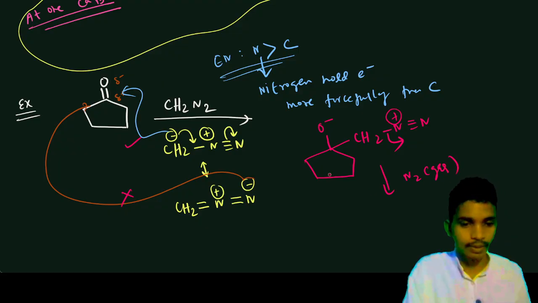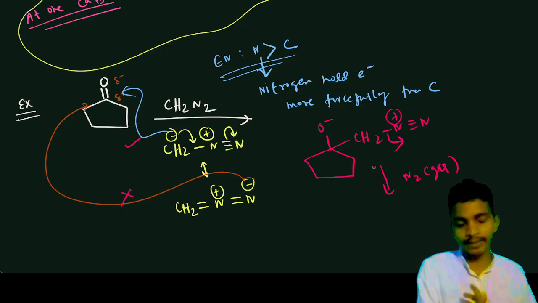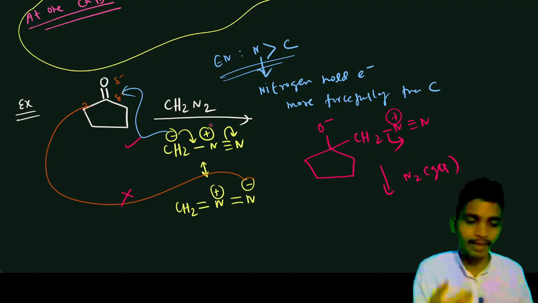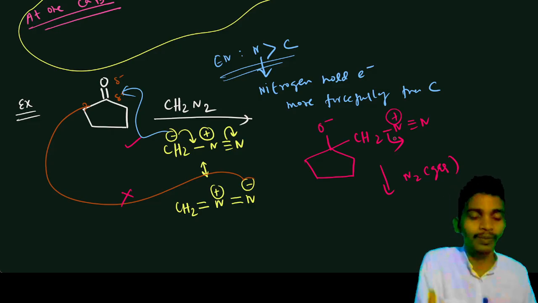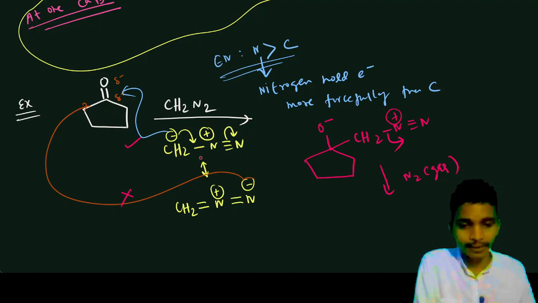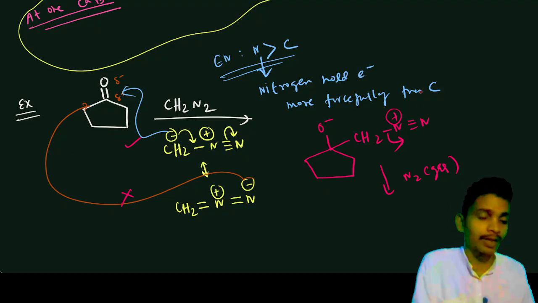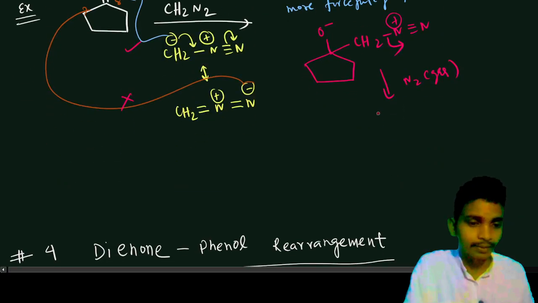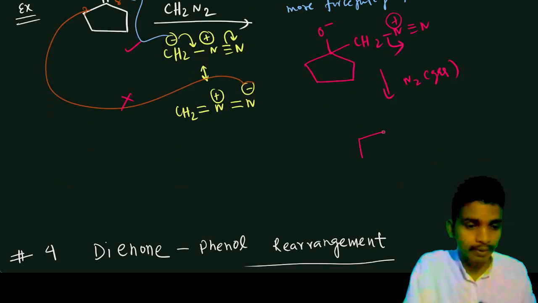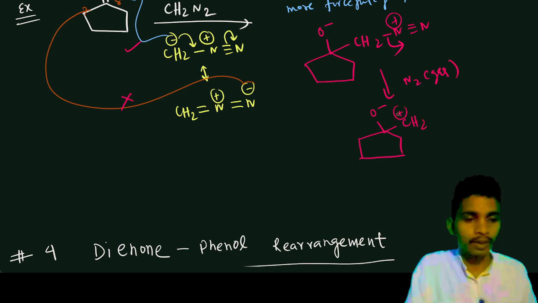N2 gas will be released. Okay, so this is the same thing as with HNO2 and NH2, they are also used to form nitrogen gas. Here also it is given like this, so nitrogen gas will be released. So what will we get here? The same thing, here O minus, and here we have CH2 positive charge. So now we will see that here we can do the ring expansion.